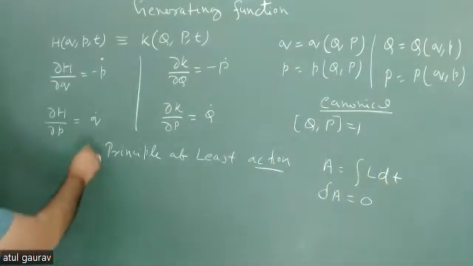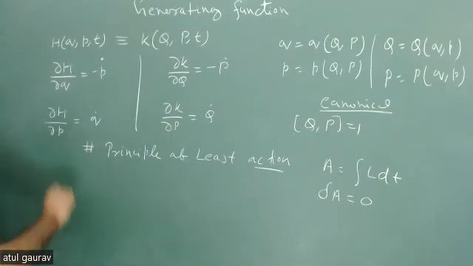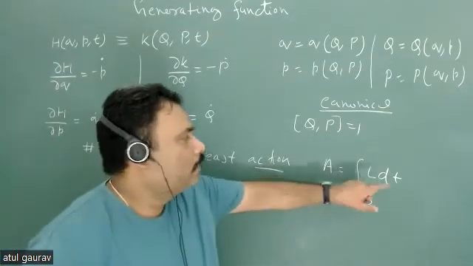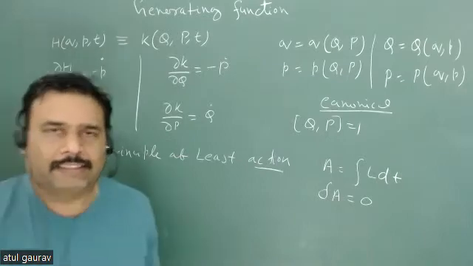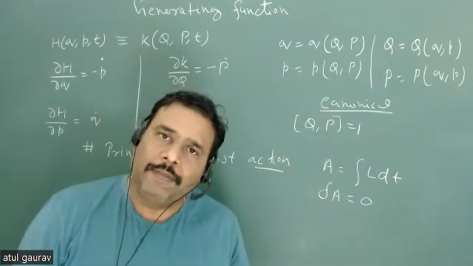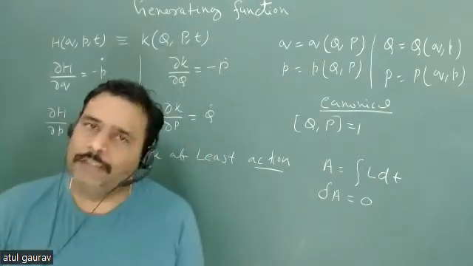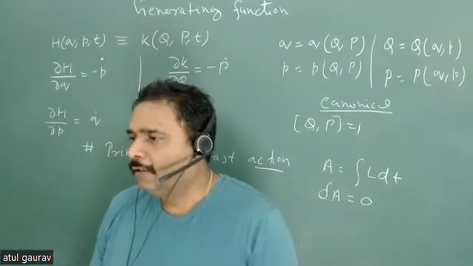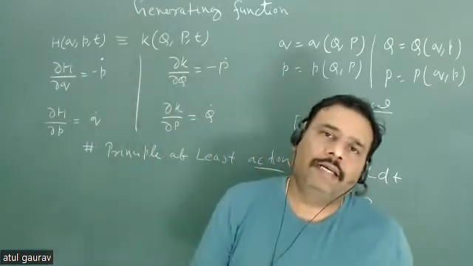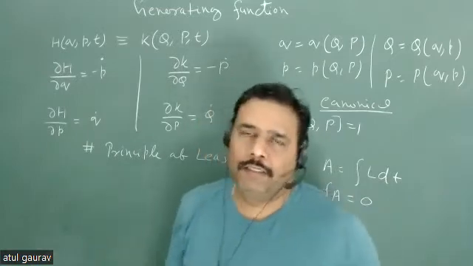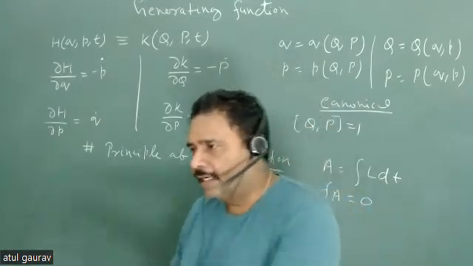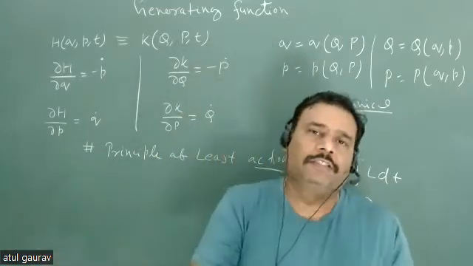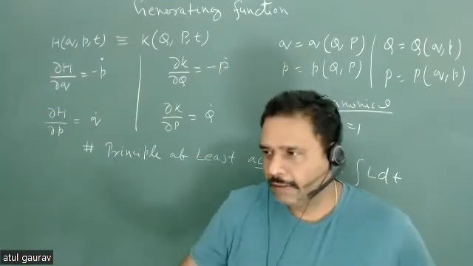Yes, sir. So if this Lagrangian is going to follow the principle of least action, this Hamiltonian must also follow the principle of least action, isn't it? Why? Because we can write our Lagrangian as a function of the Hamiltonian. At the same time, we can write our Hamiltonian as a function of the Lagrangian. Is there any problem?